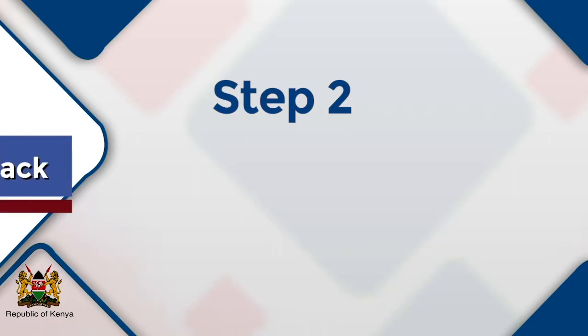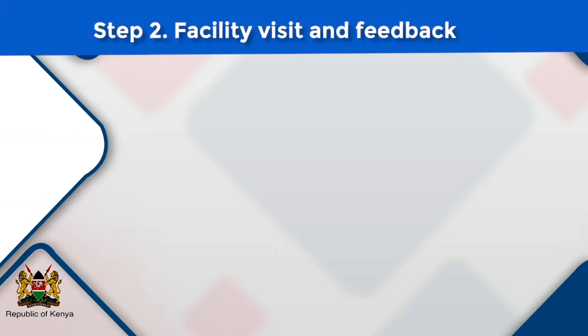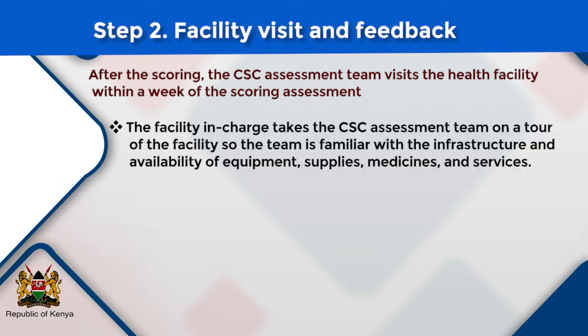Step 2. Facility visit and feedback. After the scoring, the community scorecard assessment team visits the health facility within a week of the scoring assessment. The facility in charge takes the team on a tour of the facility so that the team is familiar with the infrastructure and availability of equipment, supplies, medicines, and services.